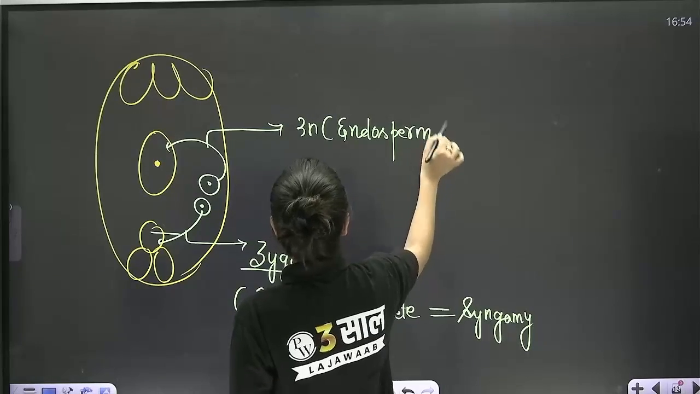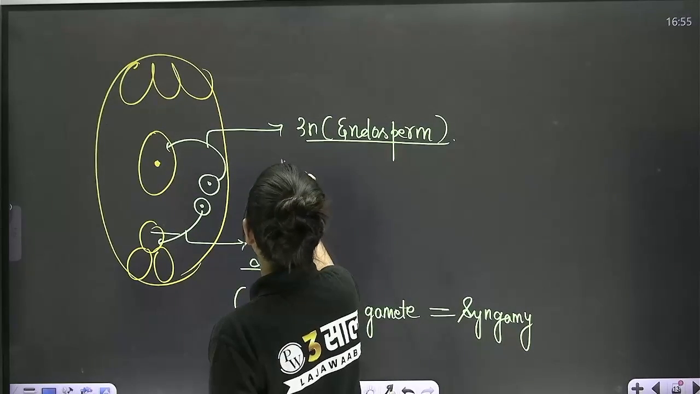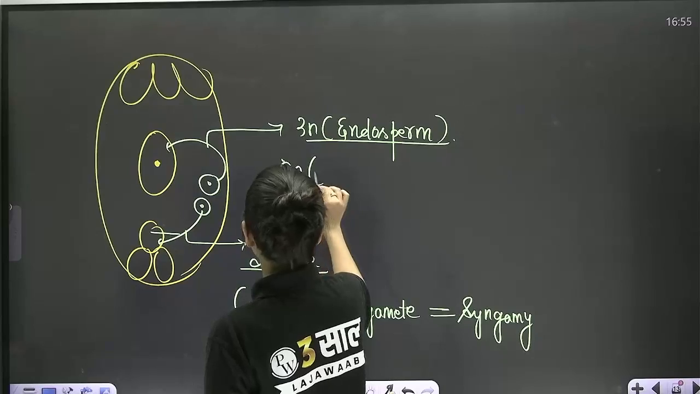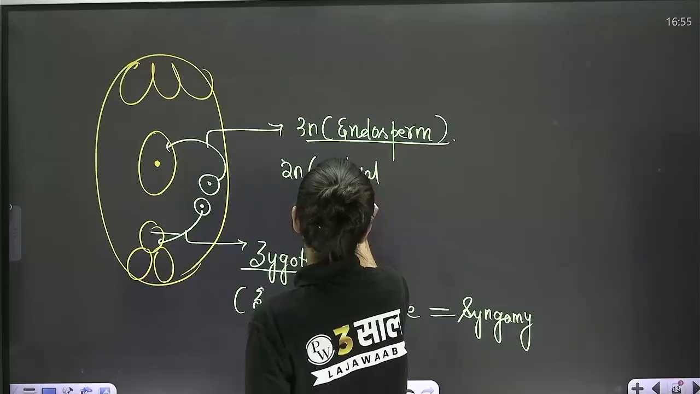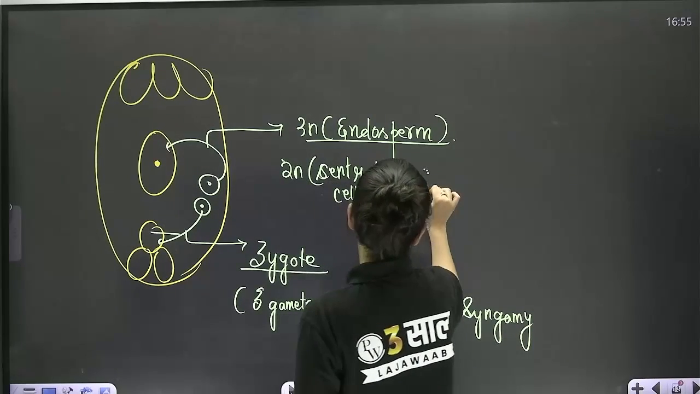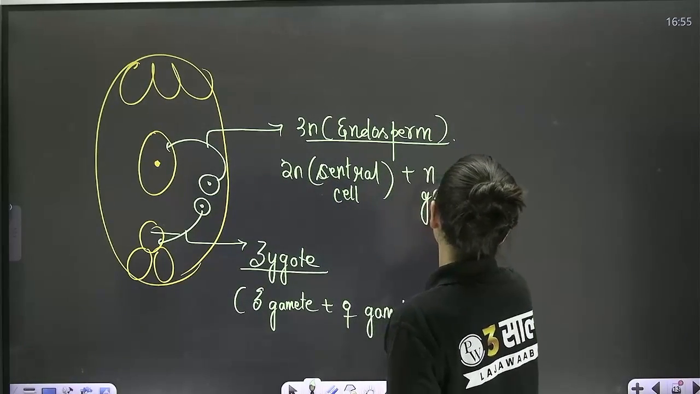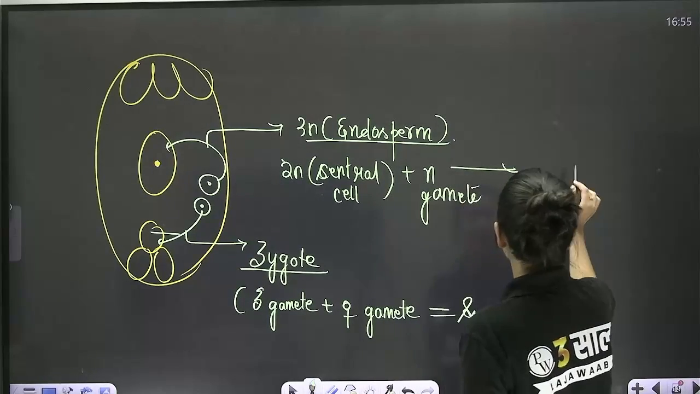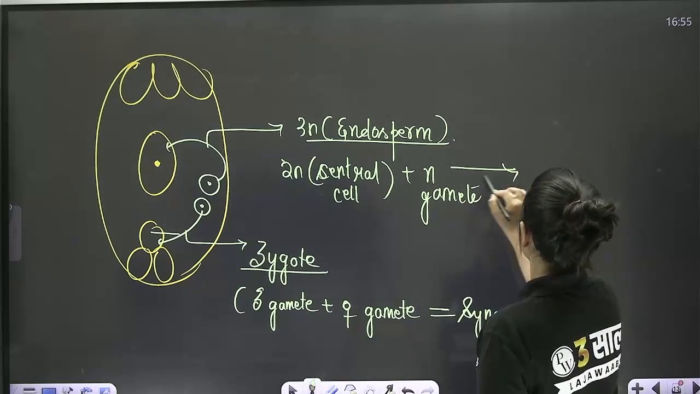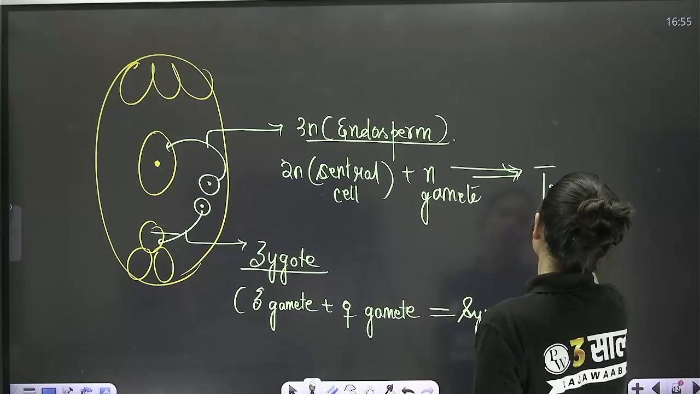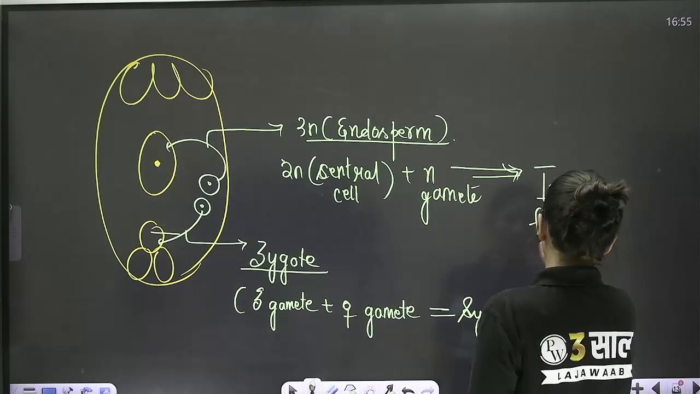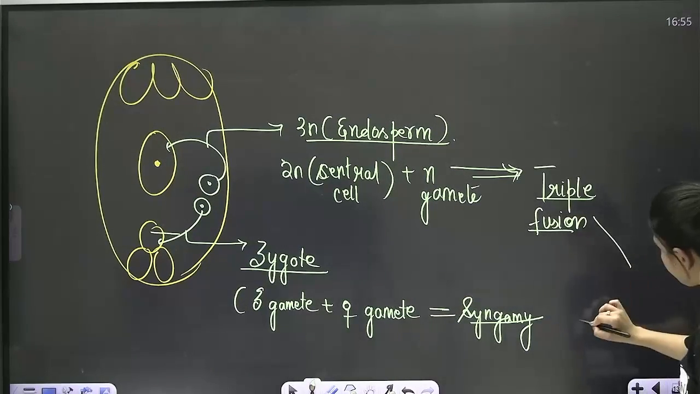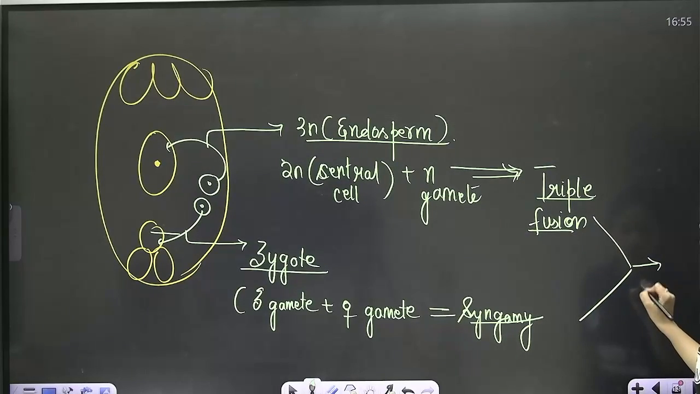endosperm, right? So now when the second male gamete fuses with the secondary cell or central cell to produce a triploid tissue called endosperm, then this is known as triple fusion. Now, triple fusion and syngamy together are known as double fertilization.